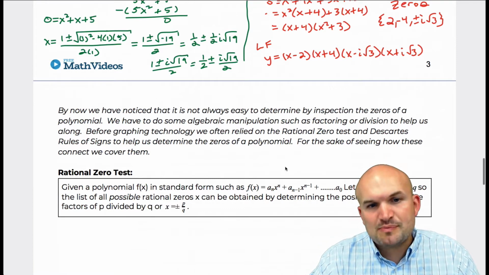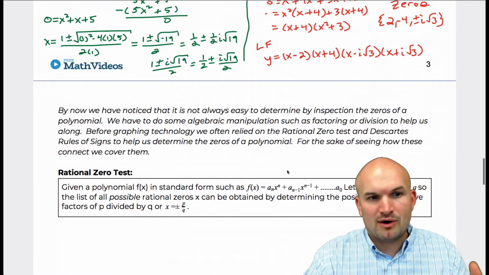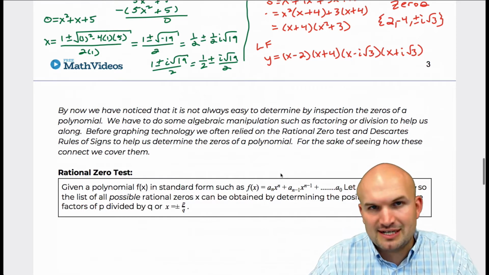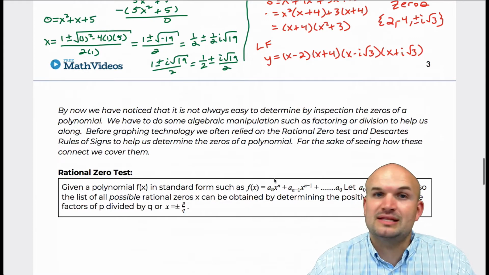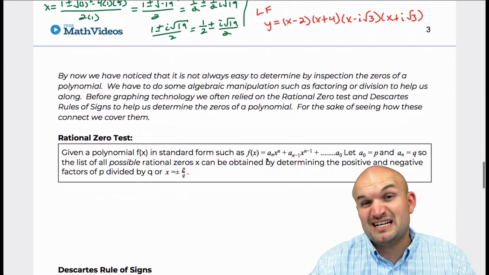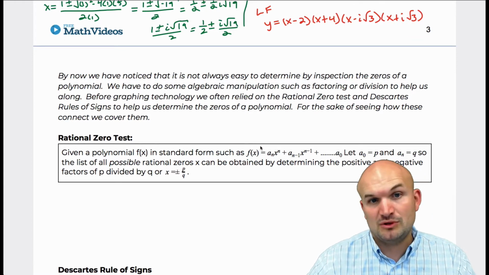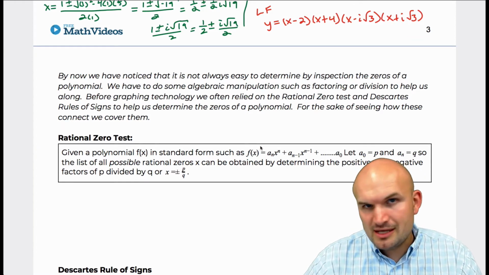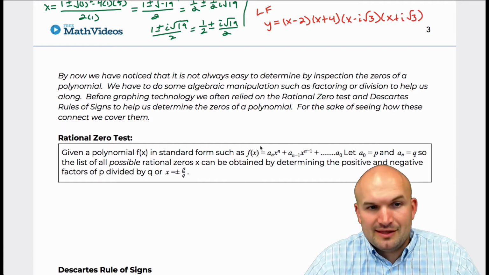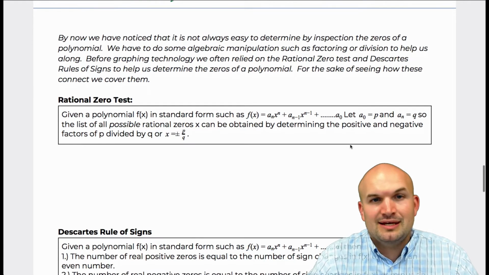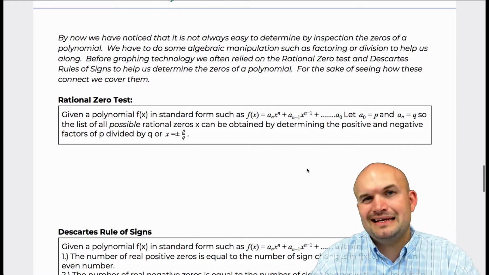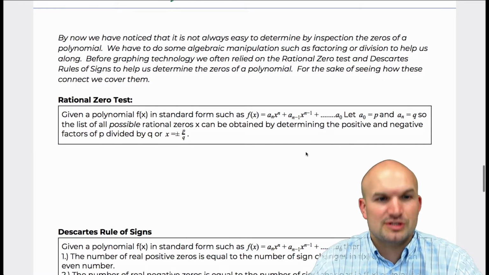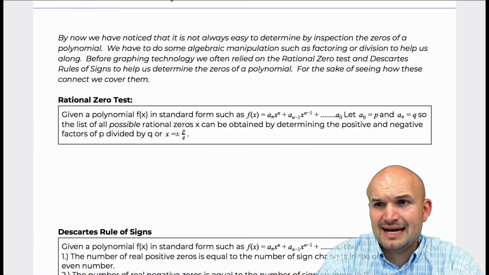However, for the most part, you're either going to be given a zero or a factor, or you're going to be given graphing technology. So I wanted to make this video just because it does come up, at least as far as identifying the possible list of rational zeros. And that's really about it, just to identify those, because it used to be a little bit more important, but with the use of technology, it's not something that we need to be so concerned with.